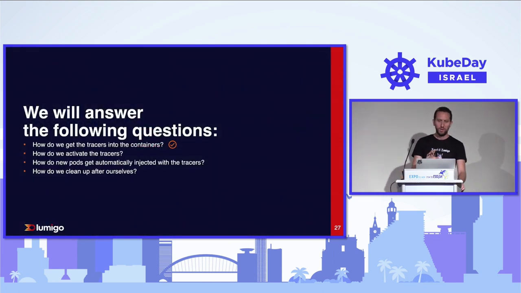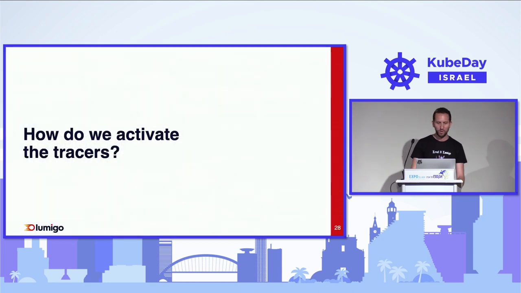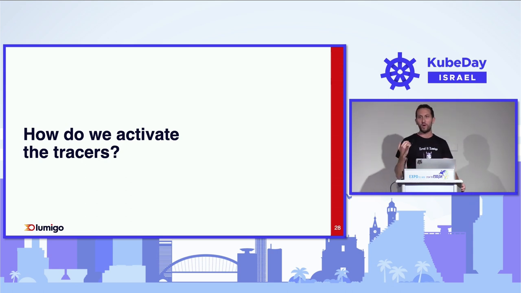So, how do we get the tracers into the containers? Covered. Now, we're getting gradually more interesting as we progress here. How do we activate the tracers? How do we load the tracers into the process? As we said before, we don't want our users or customers to touch their code as they do this. Luckily for us, in every runtime, although each is different, there is a way to load packages through environment variables. So that's what we do.